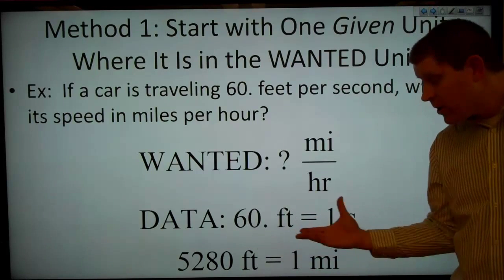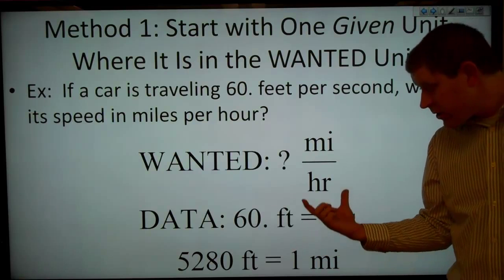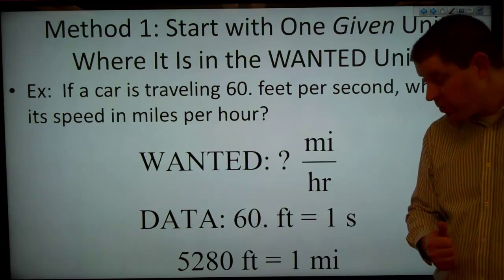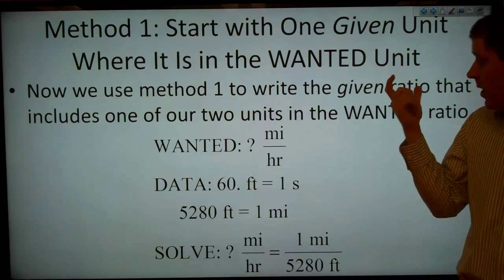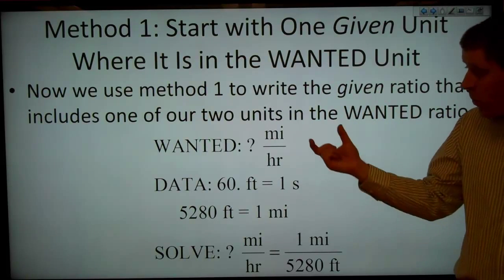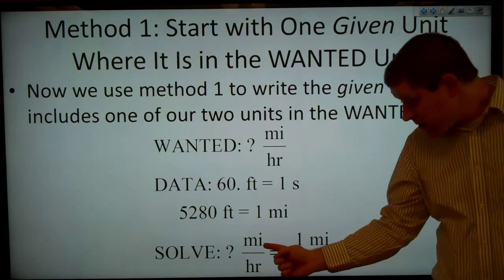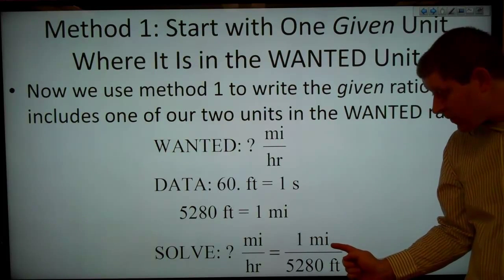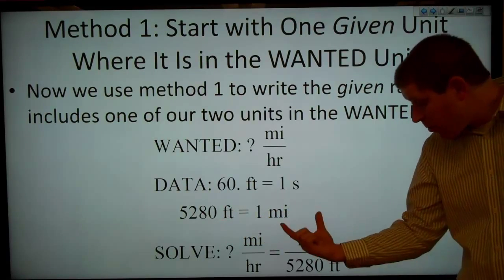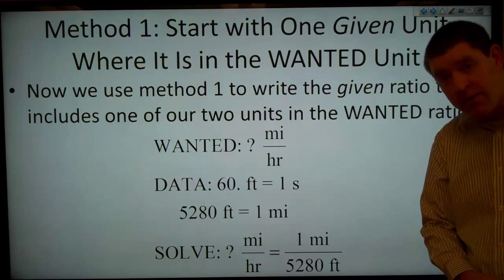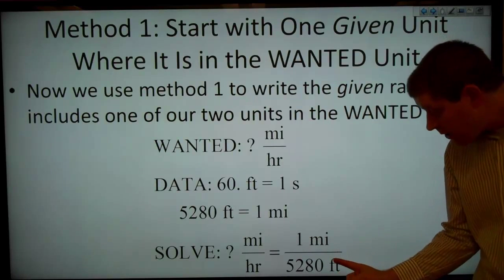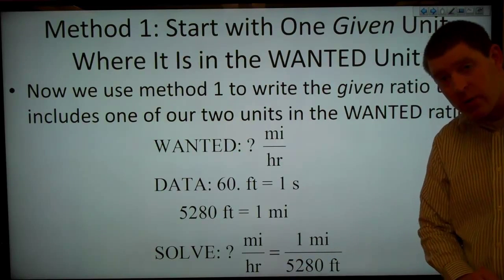Now, I didn't write down here in the data section conversions from seconds to hours. I'm assuming that you know what those are at this point. So we can use method 1 to write our given ratio that includes one of our two units in the wanted ratio. So we want miles per hour. So let's start with miles on the top. So we'll start with 1 mile from our 1 mile equals 5,280 feet. And we'll put 1 mile on top, and then we'll put 5,280 feet on the bottom. And now we know that we have miles where we want it, so we're not going to touch that. All we need to do now is change from feet to hours.